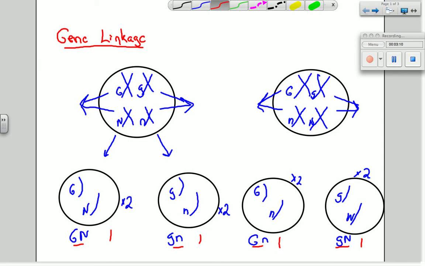If I were to cross this with, say, a homozygous recessive parent. The example I've given you right here is where the genes are not linked. So there's no gene linkage in this example. The genes are found on totally separate chromosomes.